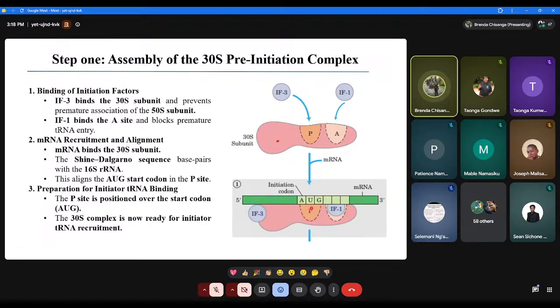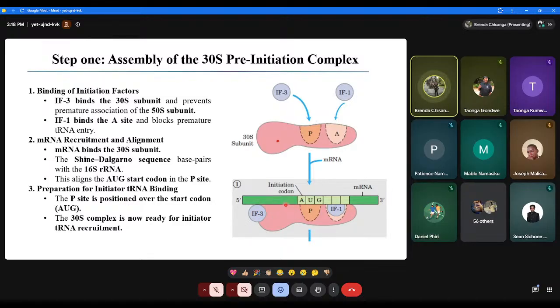So what we're saying here is that before assembly of the 50S ribosomal unit, certain things have to happen to the small ribosomal unit. What are those things? You block the A site to ensure no premature tRNA comes in. In addition, you stabilize the small ribosomal unit so that it does not associate with the large ribosomal unit. Why is this important? You want to bring in your mRNA and also ensure that the start codon is well positioned in the P site.